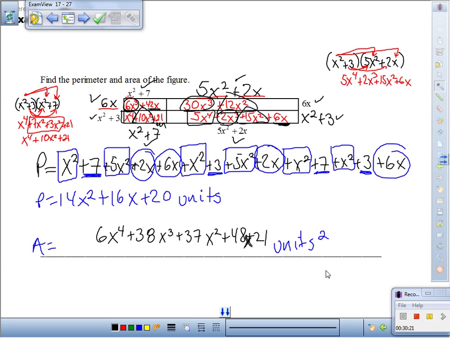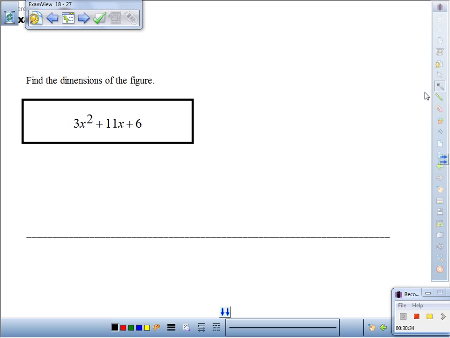All right, let's go to number 18. Look up, please. When it says find the dimensions, when you get to this one, I want you to write factor. Factor. Okay? Now, once you write factor, what is the first thing to check for if you are factoring? GCF. Is there a GCF for these three? No. Therefore, so let's see. What is 3 times 6?